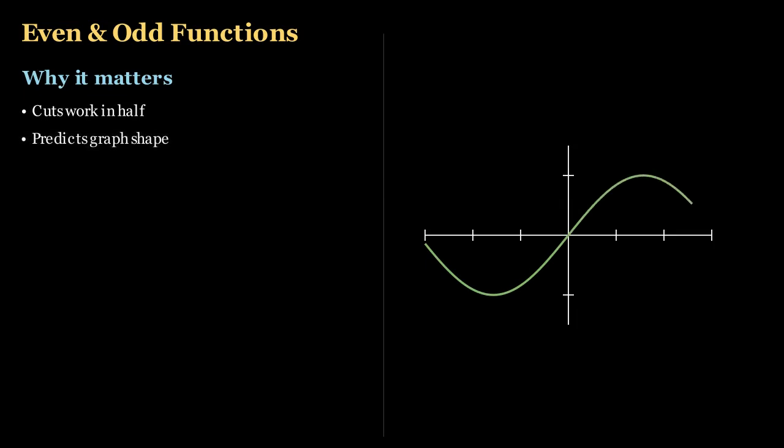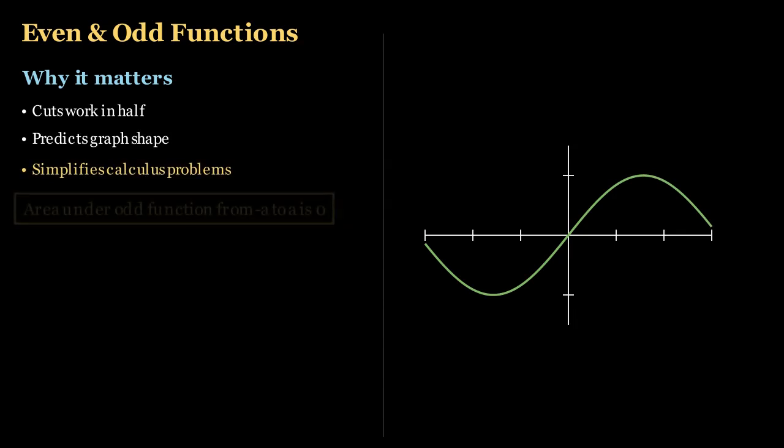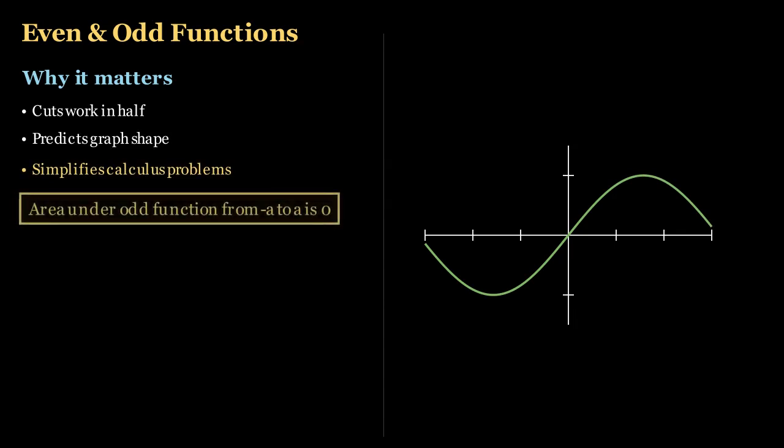More importantly, in calculus, symmetry can make tough problems disappear. For example, finding the area under an odd function from -a to a always gives 0, because the positive and negative parts cancel out perfectly. Recognizing this instantly can turn a long calculation into a single line. It's like knowing a secret passage in a maze.